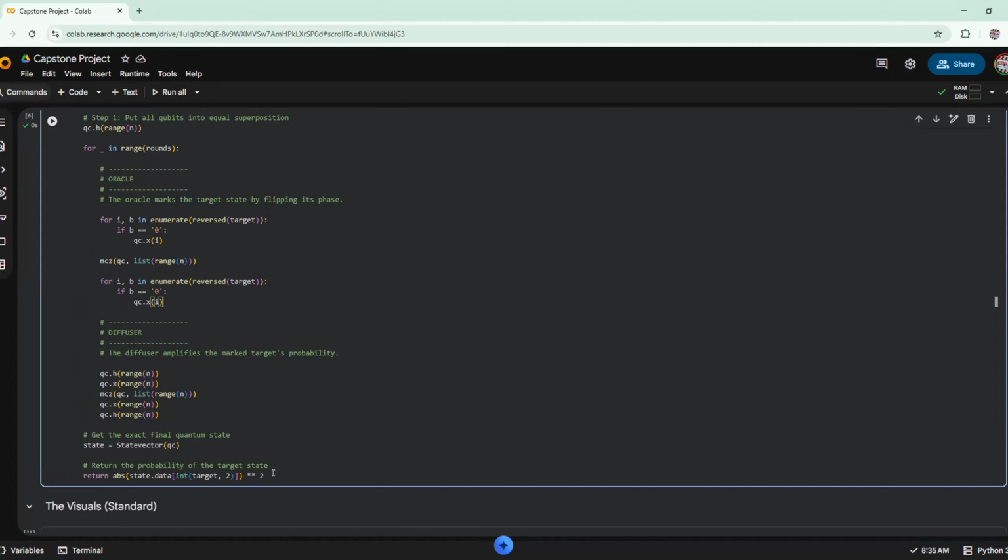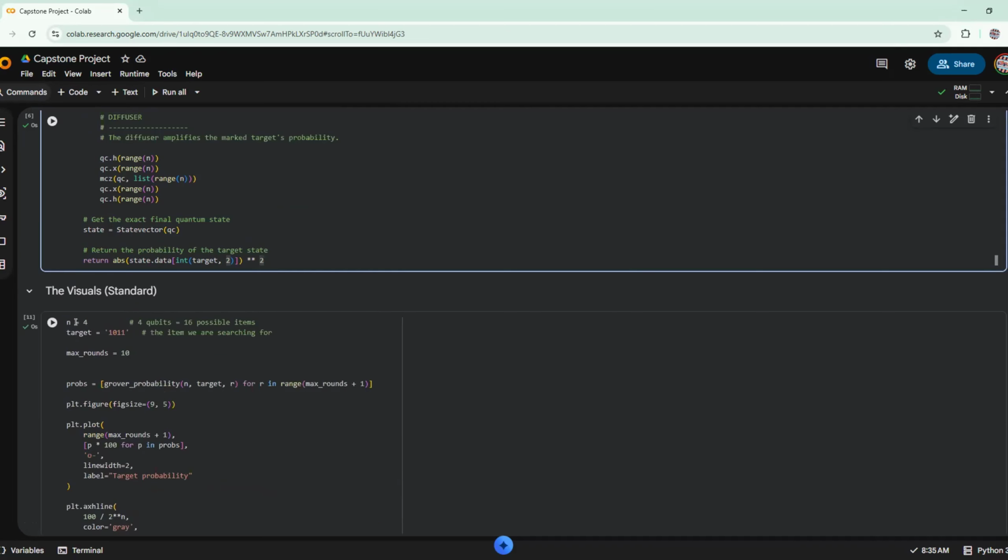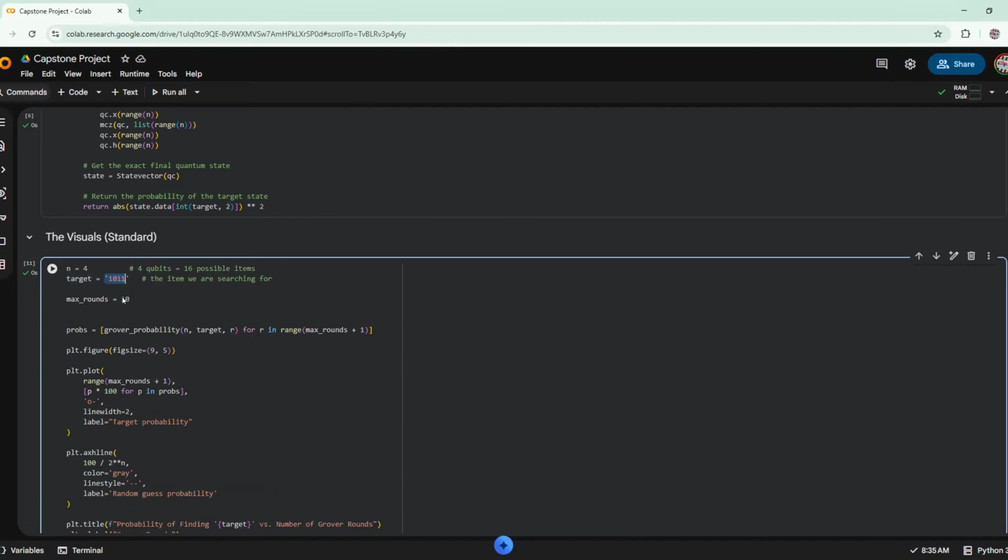To find the probability of measuring the right answer, I use the state vector, which extracts the amplitude of the qubits, and with the amplitude, you can get the probability by squaring it. For the visual, like I said, I started with 4 qubits, and I wanted to find the item 1011, and I put a maximum of 10 rounds. This means it's going to do oracle and diffuser 10 times, and find the highest probability.